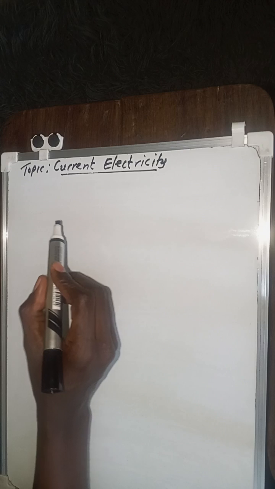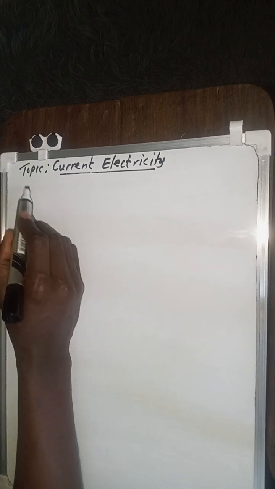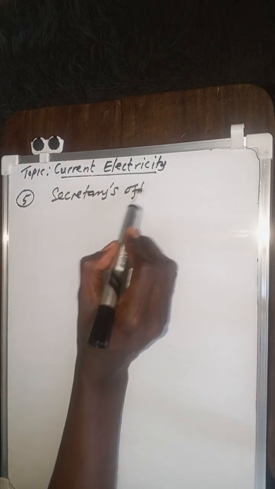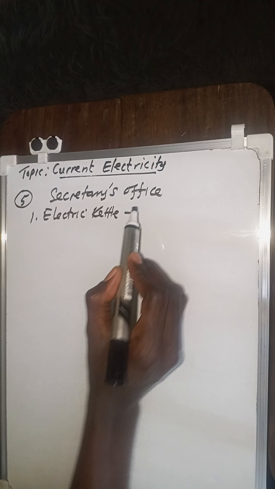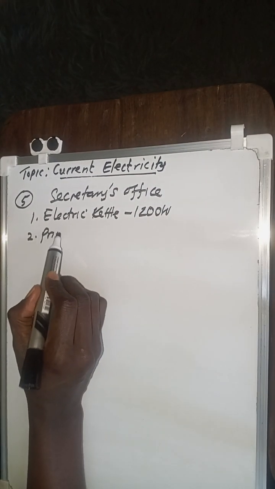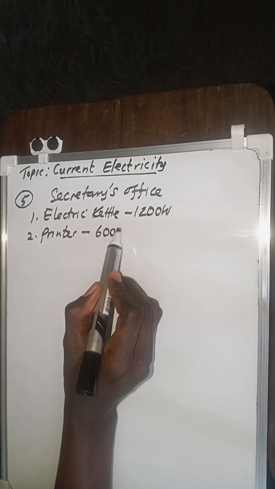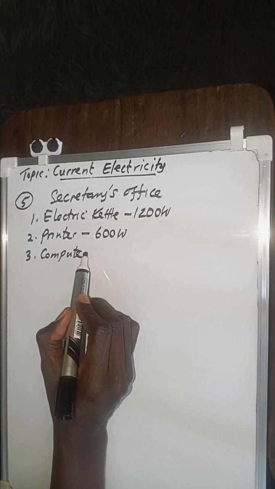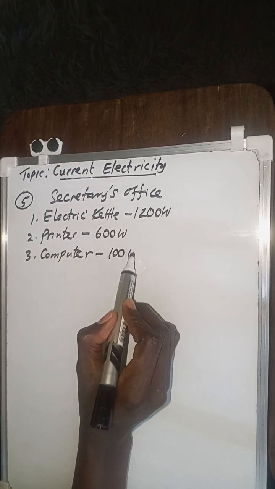Now, let me give you another example, and just some few tips that you need to remember. Let's say this was another question that came in the exam. Let's say, in a secretary's office, there are some appliances. For example, she uses an electric kettle, rated 1200 watts. 2, she also uses a printer that is at 600 watts. And 3, she uses also a computer, and that computer is rated 100 watts.